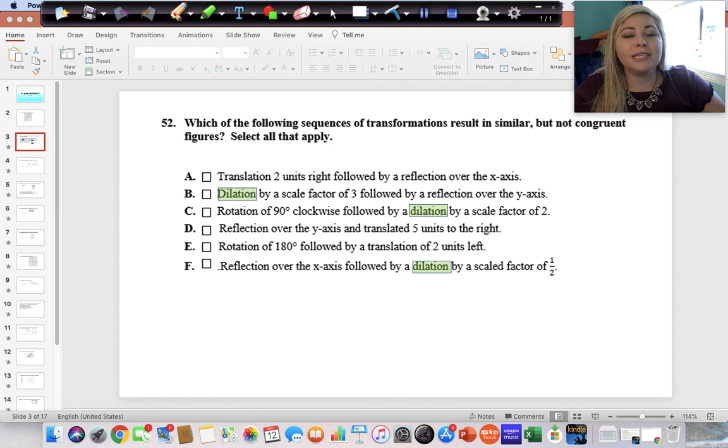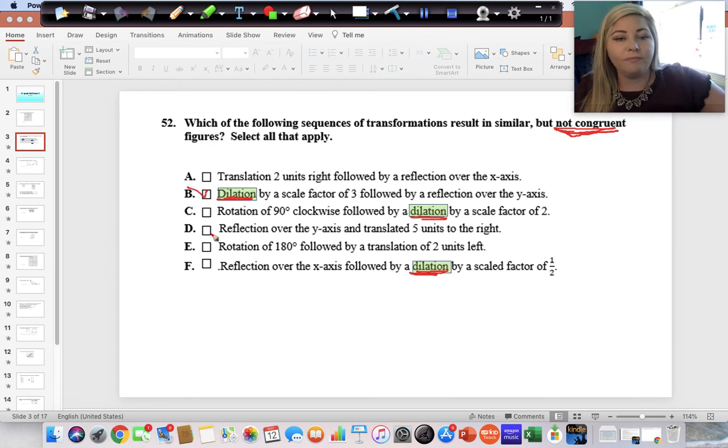Which of the following sequences of transformations results in similar but not congruent figures? This is our clue: not congruent. Congruent means the same, so if it is not congruent, then they are not the same. We are looking for this keyword, dilation. When you dilate something, you make it bigger or smaller. So if we have a dilation, it is going to be similar, but it is not going to be congruent. It is not going to be the exact same size. So anytime it says dilation, that is what we are going to check off. So B, C, and F are going to be our correct answers here.